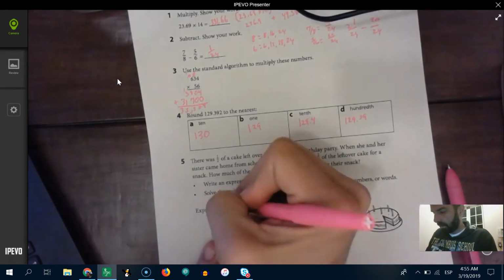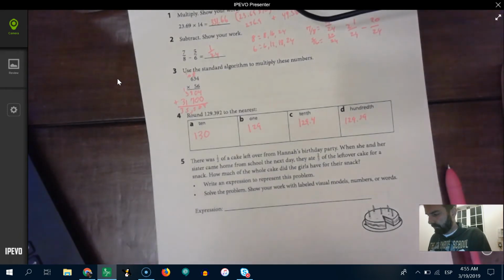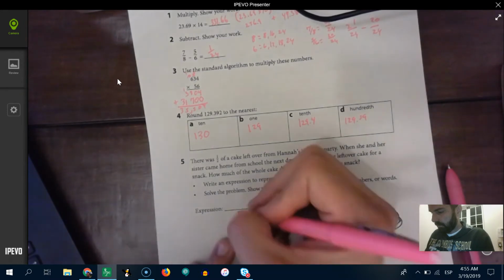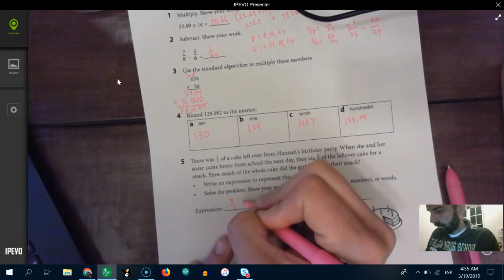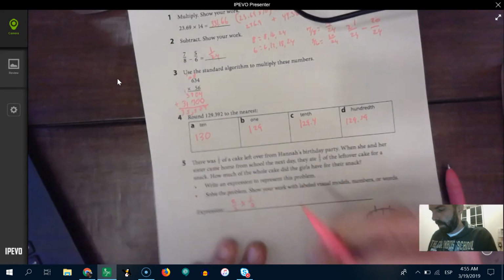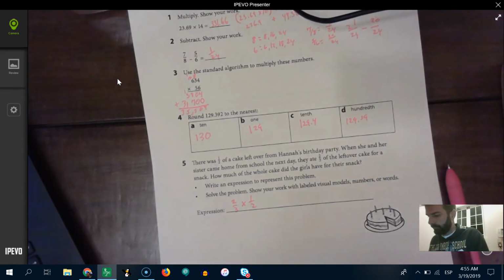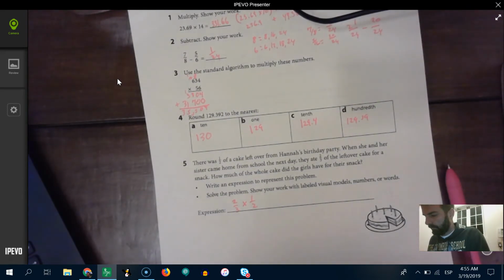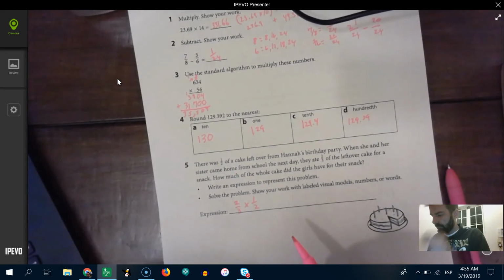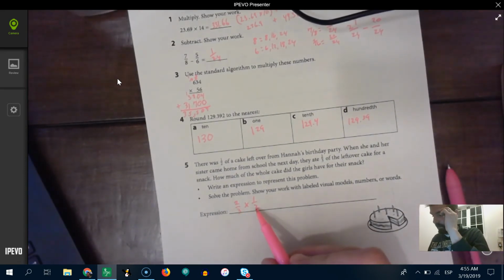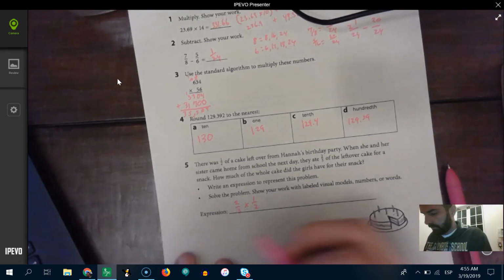All right, so they had a half of a cake. So they ate 2/3 of the half of the cake. Yeah. So they had a half a cake left over, and they ate 2/3 of it. So they ate 2/3 of 1/2 of a cake.